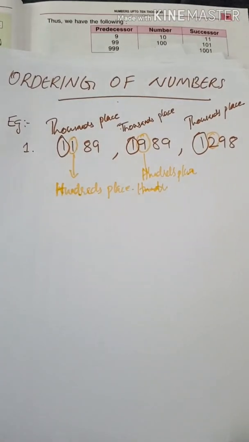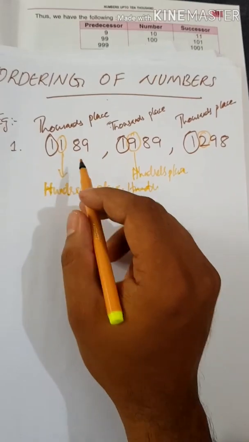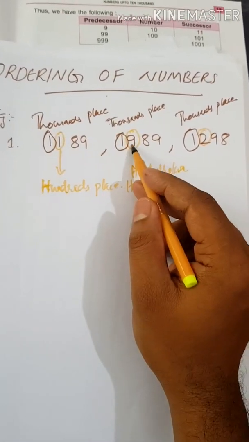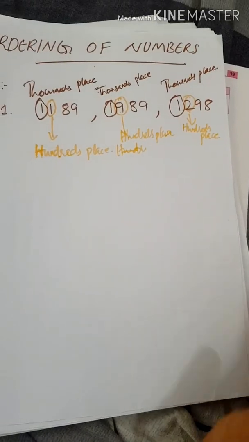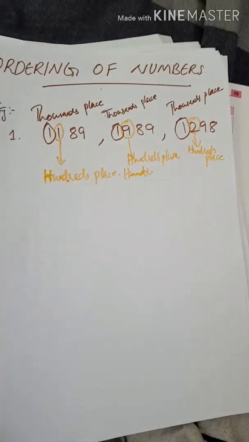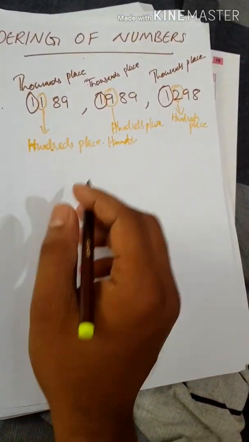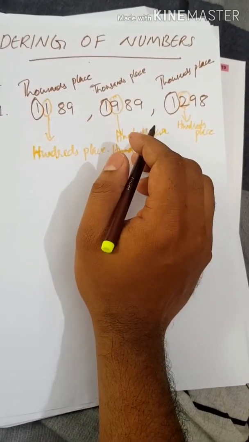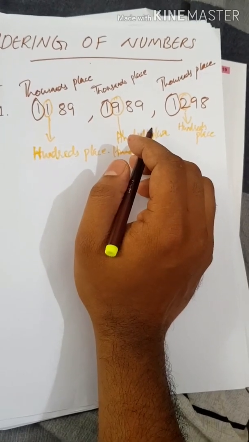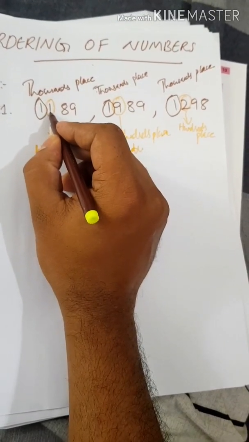Okay, students, we know that the digits in the hundreds place are all different. See, here 1 is there, and next 9 is there, and 2 is there. Now we can start to order these numbers like ascending order. Can anyone say which number is the smallest number? Here 1 is there, so this number is the smallest number.